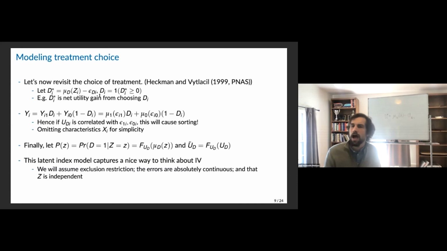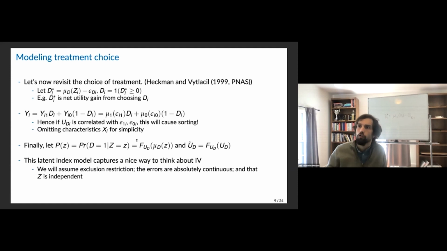So the potential outcomes is the same potential outcome setting. We have Y_i, it's going to be equal to Y_i1 if D_i is equal to one, Y_i0 if it's not. We're going to call Y_i1 this mean function here, which is a function of this epsilon i1. And mu zero is a function of this epsilon i0. Obviously you could have characteristics, but I'm just omitting them for notational simplicity. So the idea is, you have some function. When you choose to do it, you get some outcome. And when you choose not to do it, you have some other outcome.